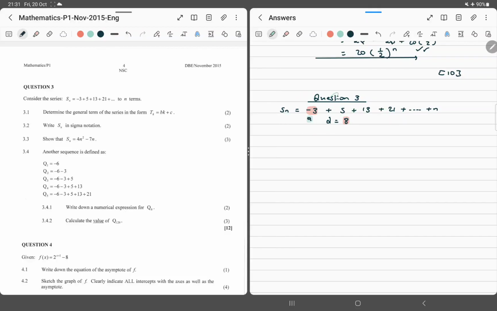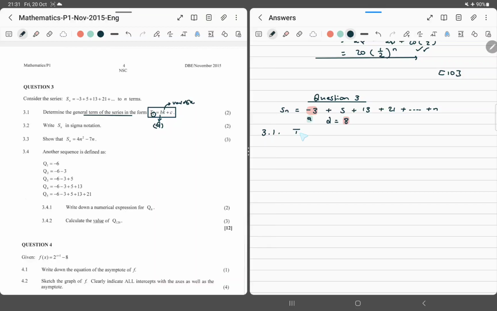Again, this exploration is something you need to do without even being asked a question, so that it's easier to answer questions. Determine the general term of the series in the standard linear format. Of course, they're a little bit dictating. We know that B is the coefficient, which is the common difference, essentially. And then K is the variable. As you can see here, it's still the variable. So that is what we're going to be doing here.